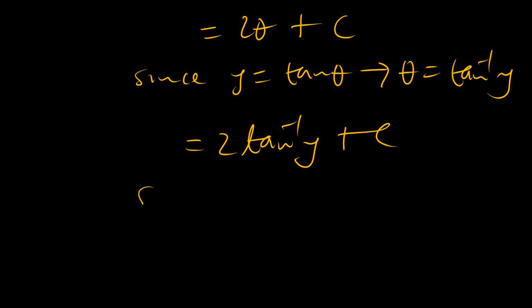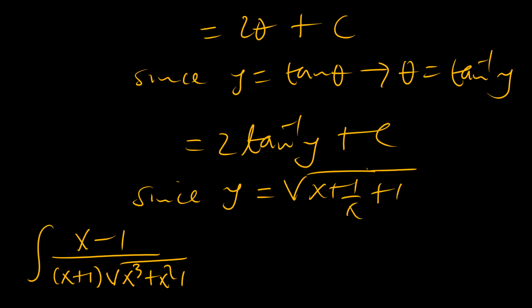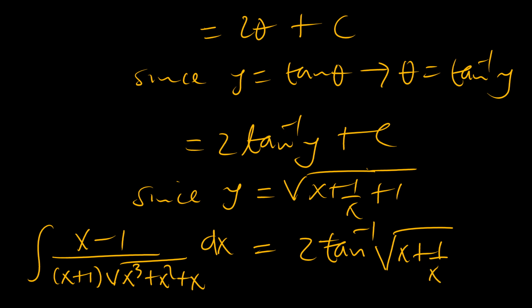But also, since we said y is the square root of x plus 1 plus 1 over x, then our integral of x minus 1 over x plus 1 times the square root of x cubed plus x squared plus x is equal to twice the arctangent of the square root of x plus 1 plus 1 over x, plus the integration constant. And that is, ladies and gentlemen, our answer.